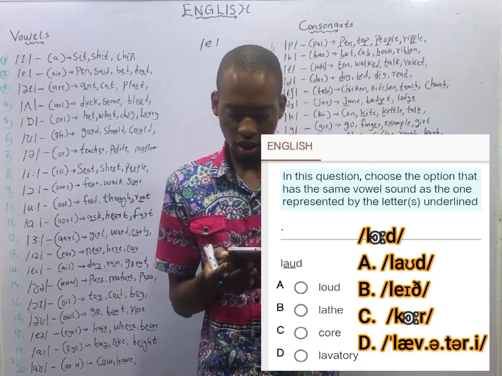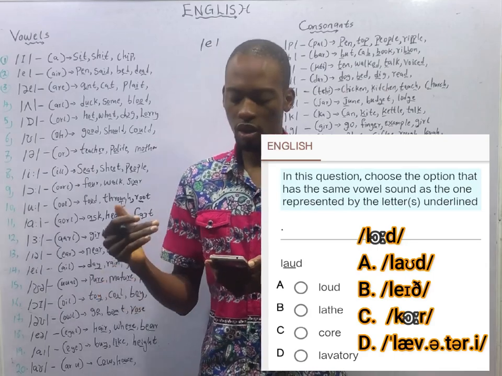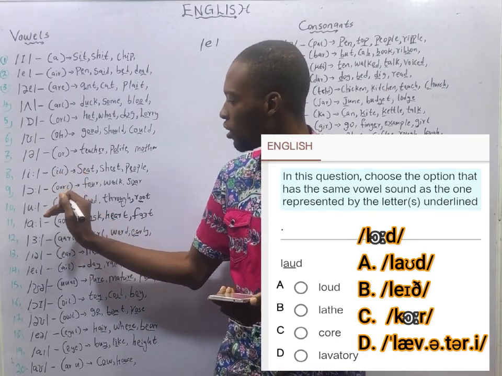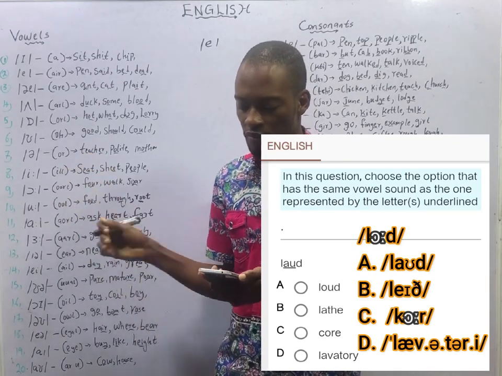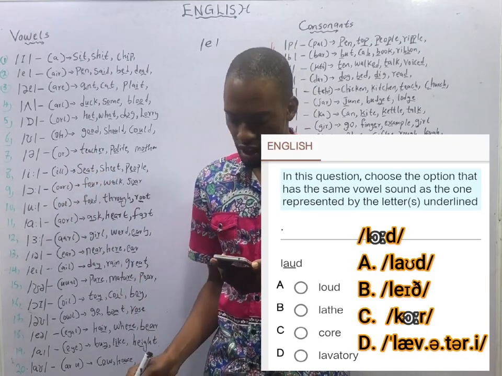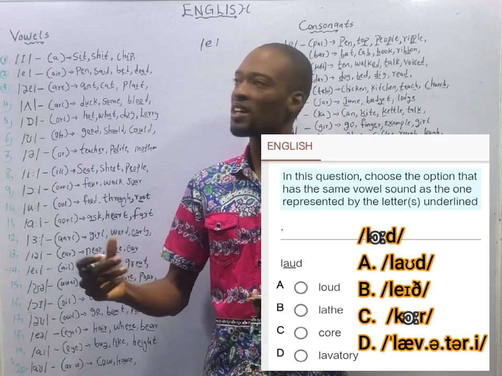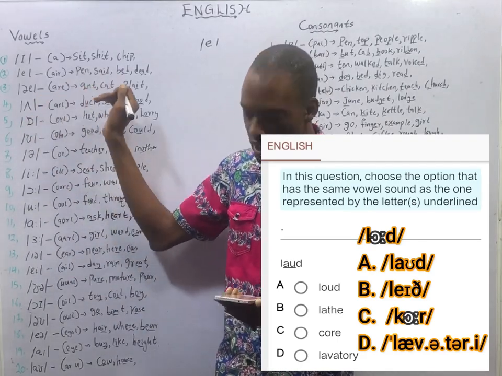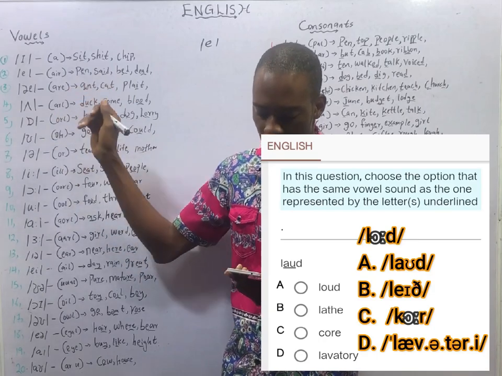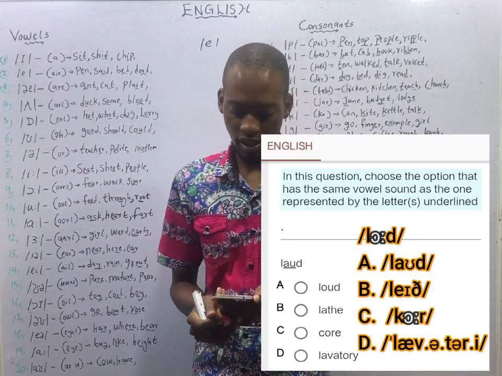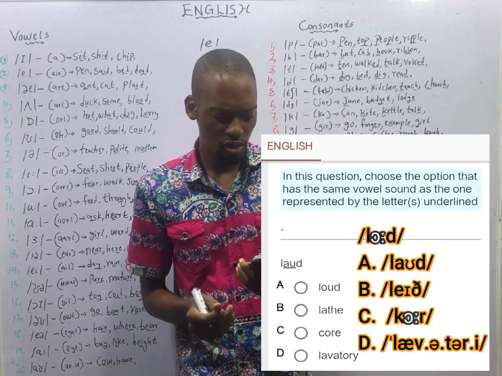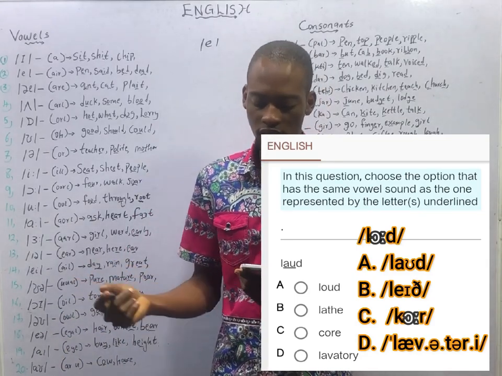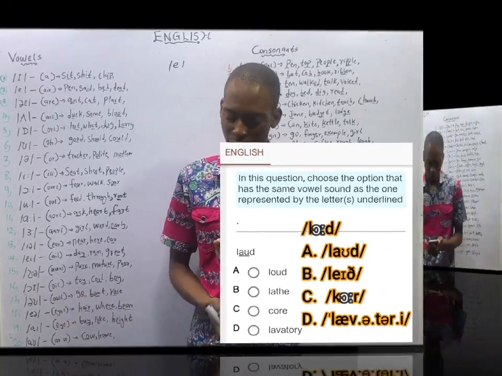Then we have "call". Call has the O sound, as in fall, work, so. Then we have "lavatory". Lavatory has the A sound, as in ant, as in cat. That is the sound present in "lavatory". So the one that has a similar sound with "loud" is "call". That is also option C.